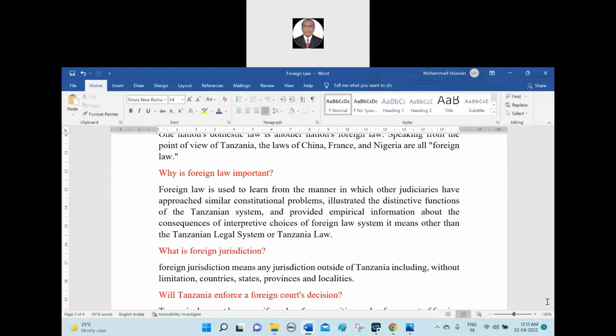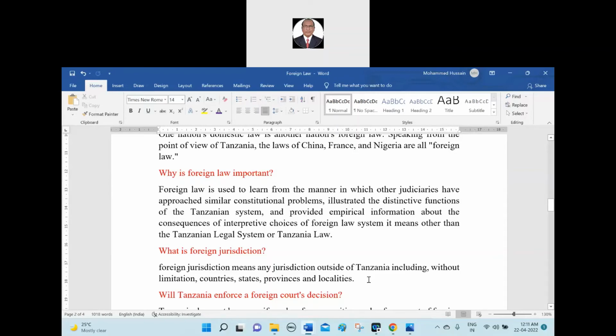Yes? Lex Fori and Lex Loci. I appreciate. Lex Fori means law of the forum, means where the case is filed. Lex Loci means the law which is in another country, that is said to be the foreign law. And who decides everything? It is a court. It is court discretion.